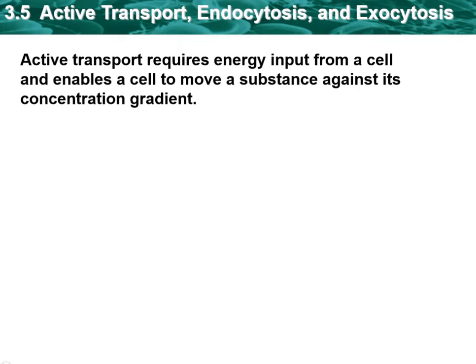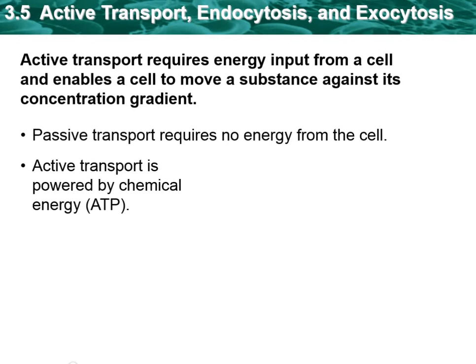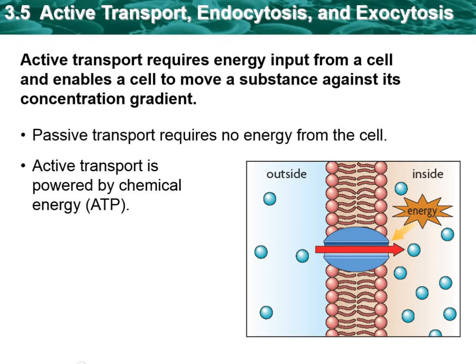So active transport requires energy input from the cell and enables the cell to move a substance against the concentration gradient. So like I said, it's going to go opposite direction. It's going to go uphill rather than downhill. So passive transport required no energy from the cell. Active transport is going to be powered by chemical energy that is ATP in order to get things into and out of the cell.